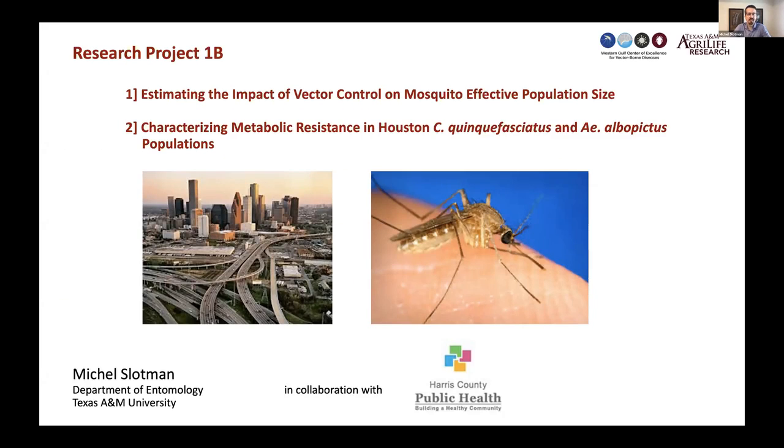So our project consists of two components. The first one is using genetic tools to estimate the impact of vector control on mosquito effective population size. And then more recently, we added a second component that is focused on characterizing metabolic resistance in Houston populations of Culex quinquefasciatus and Aedes albopictus.